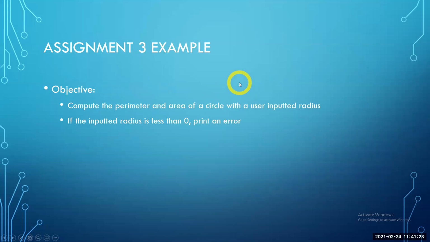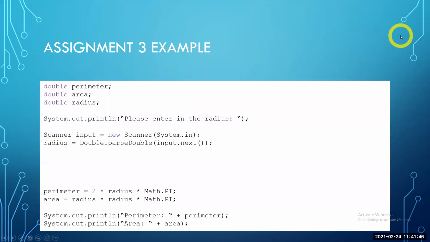So let's do something that looks very similar to what you all did. Instead, we're going to be computing the perimeter and area of a circle, right? And I believe this was assignment 3. If the inputted radius is less than 0, print an error, right? We don't want to use a radius less than 0. So this was assignment 3, I believe. So System.out.println, please enter in the radius. We read in the radius.